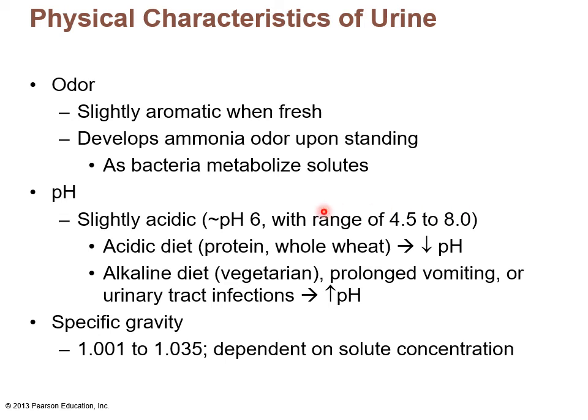pH, slightly acidic. pH ranges about 6 to 6.5. Normally, this is what you'd see in the lab, but you can have a range from 4.5 to 8.